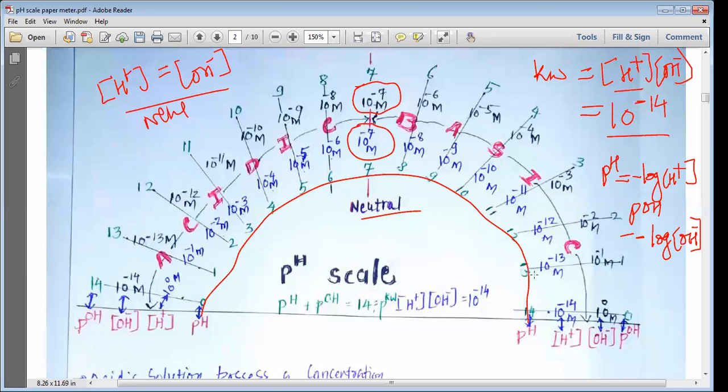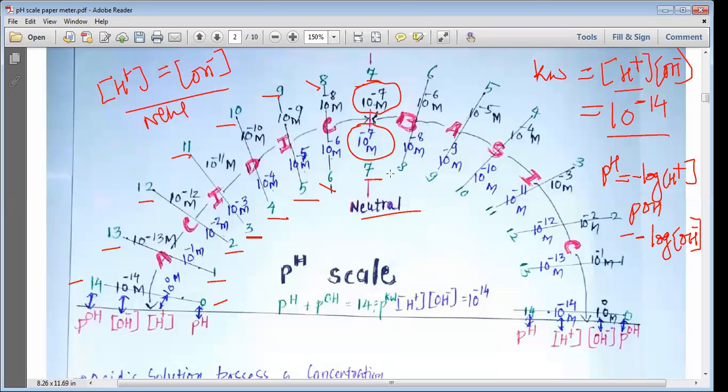And now let us find out the values of pH and pOH. When pH is 0, my dear students, pOH is 14. That means the sum of pH and pOH is 14. When pH is 1, pOH is 13. 13 plus 1, 14. When pH is 2, pOH is 12. 12 plus 2, 14. When pH is 3, pOH is 11. 11 plus 3, 14. When pH is 4, pOH is 10. 10 plus 4, 14. When pH is 5, pOH is 9. 9 plus 5, 14. When pH is 6, pOH is 8. 6 plus 8, 14. When pH is 7, pOH is also 7. 7 plus 7, 14.